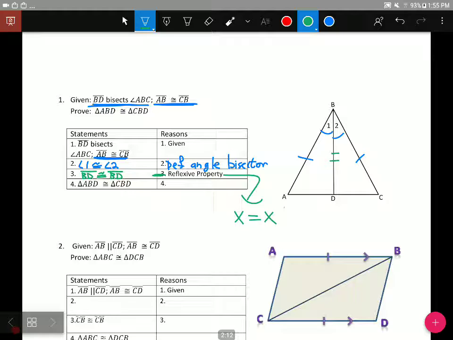Because of all of that, I can confidently say that this is two sets of congruent sides with an angle in between. So the side, angle, side postulate or theorem, I forget which one it is, tells me that these are two congruent triangles. Okay? Number 2, same idea.